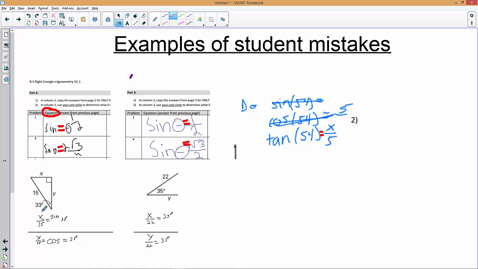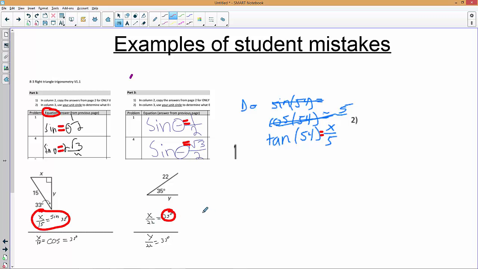Now this student did a very good job here. The sine of 33 is equal to x over 15. He wrote it in the different direction. He put the sign at the end. That's fine. It's no problem at all. But see, this is not true. So we've got to be really careful here. You can never have an angle equaling a ratio.